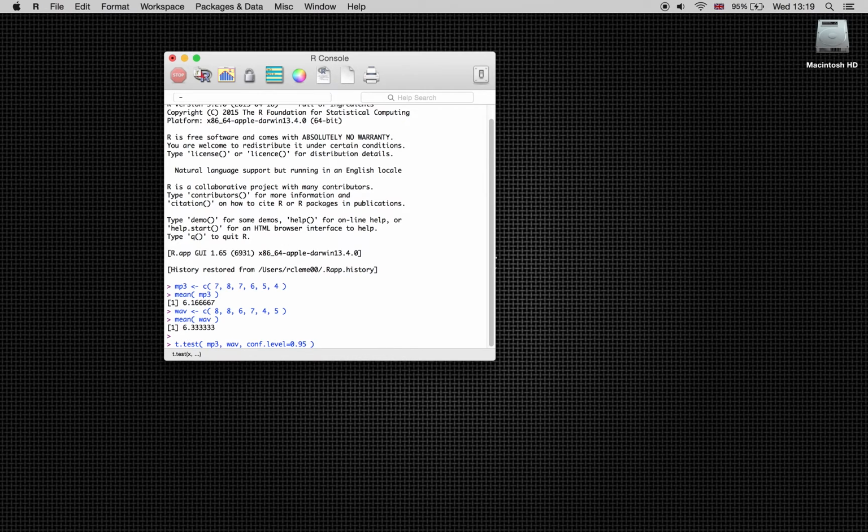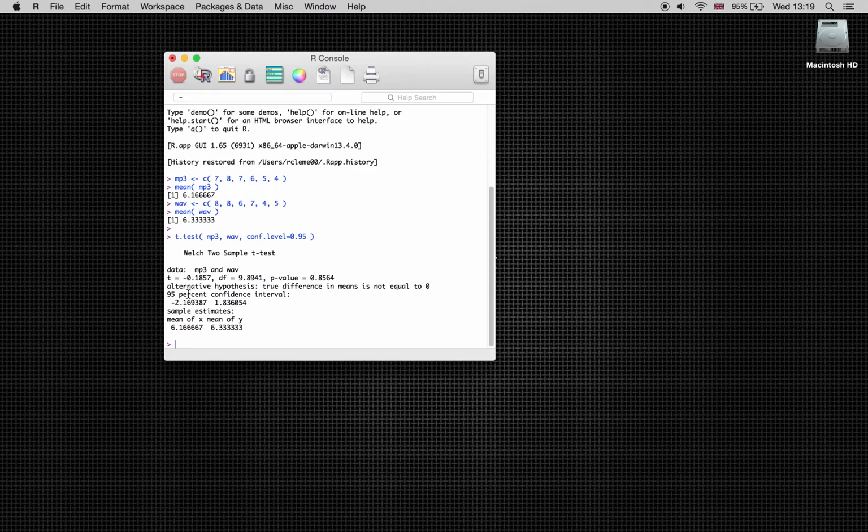If I hit return, it gives me a whole lot of stuff. What we're interested in is this bit here, the 95% confidence interval. With 95% confidence, the average difference between the MP3 and the WAV scores is between negative 2.169387 and 1.836054. We don't need to worry too much about the individual numbers. What we need to notice is that that interval includes 0. It goes from negative 2 point something up to 1.8 something, so 0 is inside there. Therefore we say that we have failed to show, with this evidence, that there is any difference between the perceived quality of WAV and MP3.